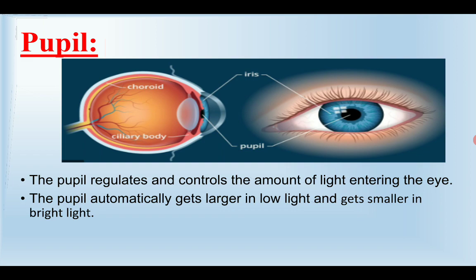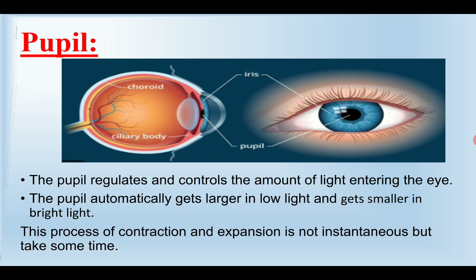Because of this, when there is more intensity of light, the pupil contracts to keep the proper light intensity entering into the eye, and when there is low intensity of light, the pupil expands so it can allow more light into the eye. This process of contraction and expansion is not instantaneous, but it takes a small amount of time. So the pupil automatically gets larger in low light and smaller in bright light.